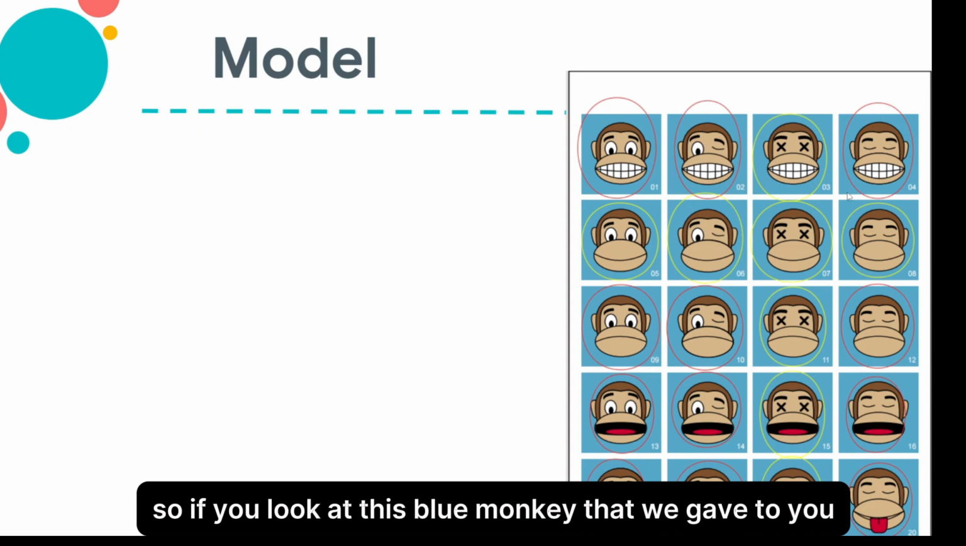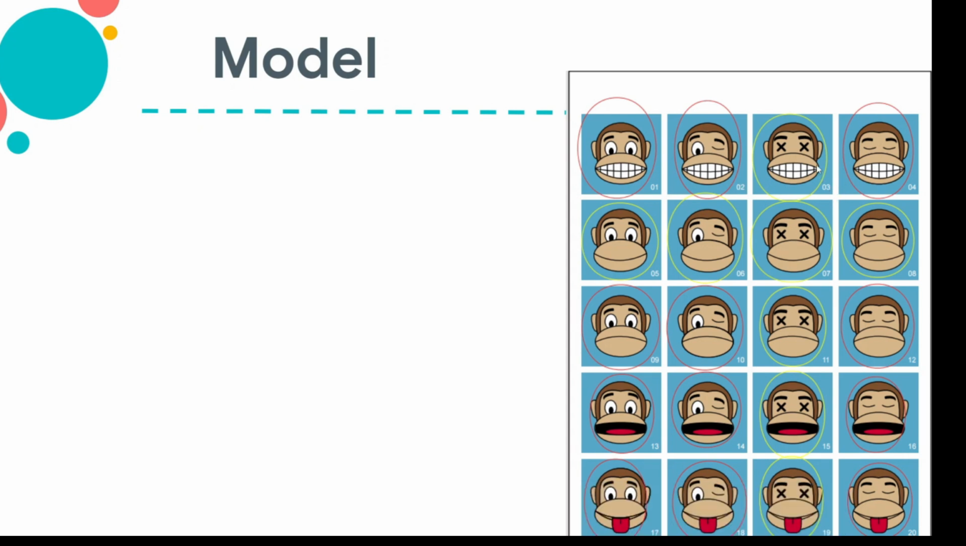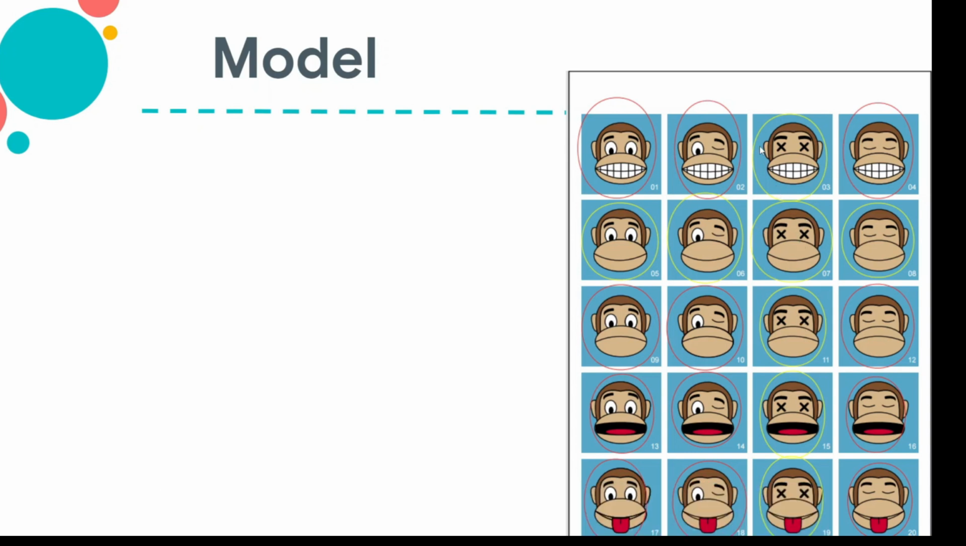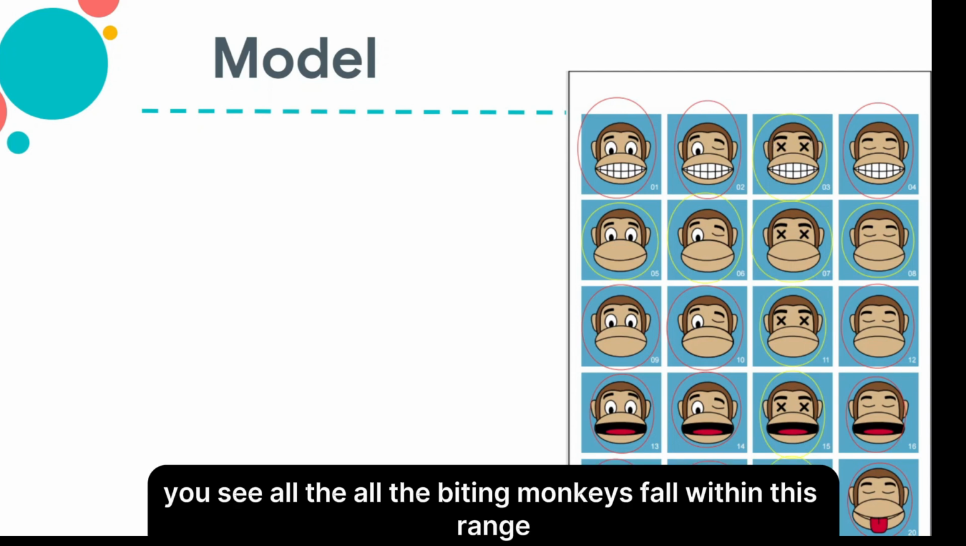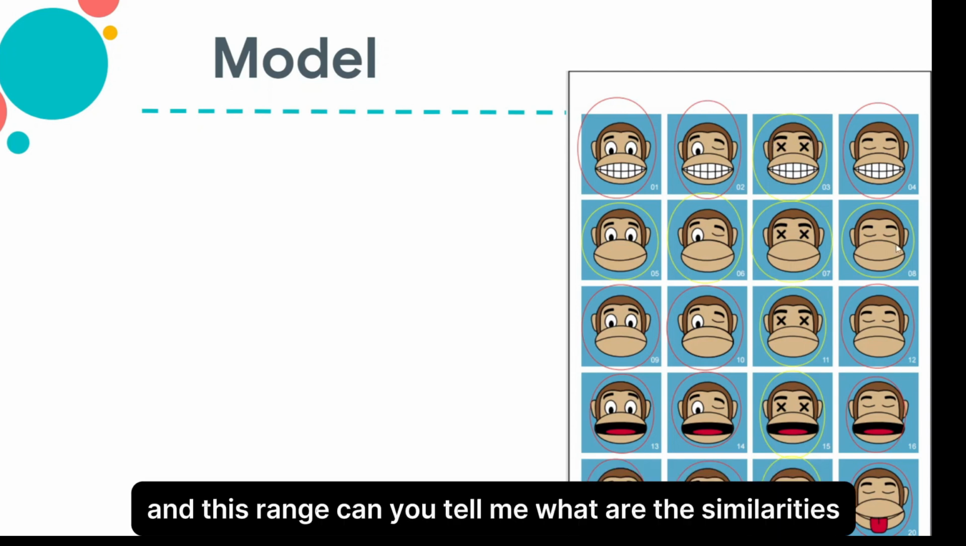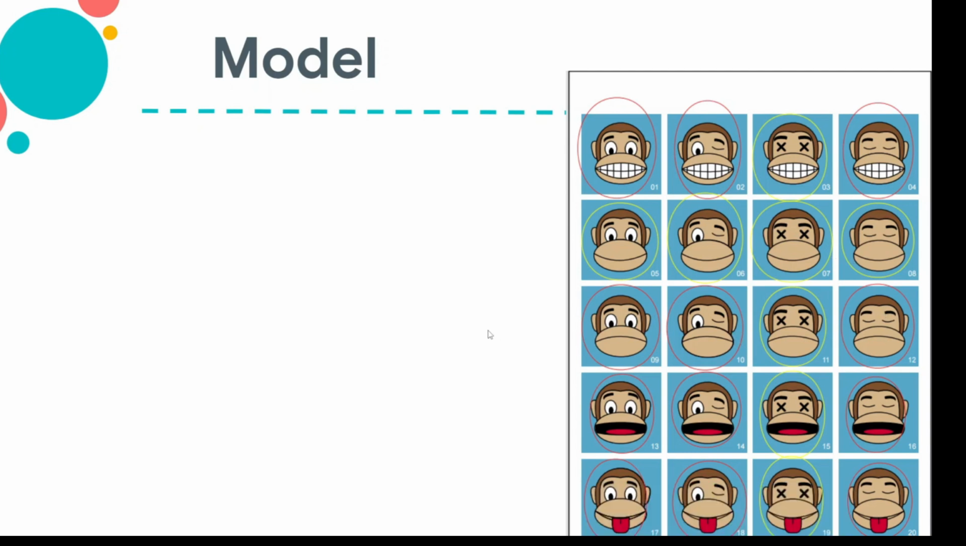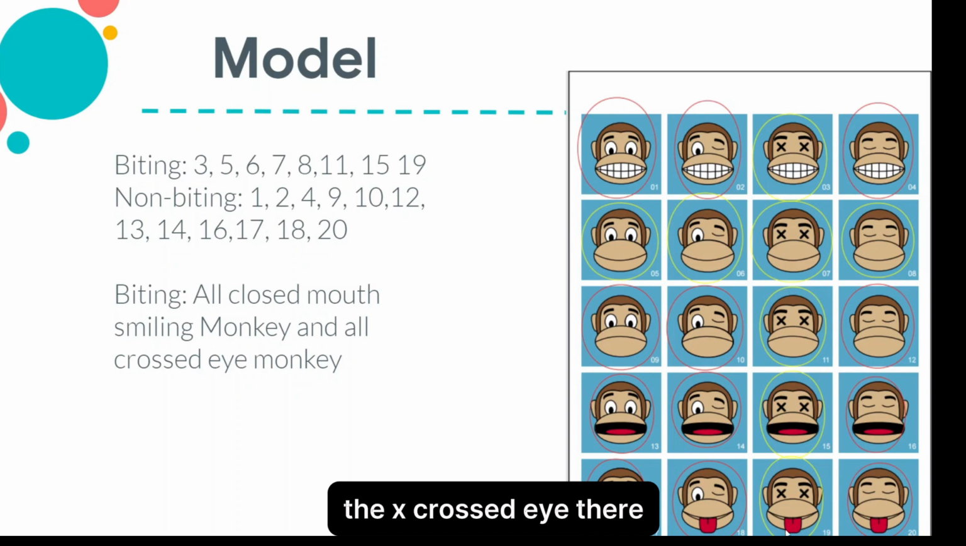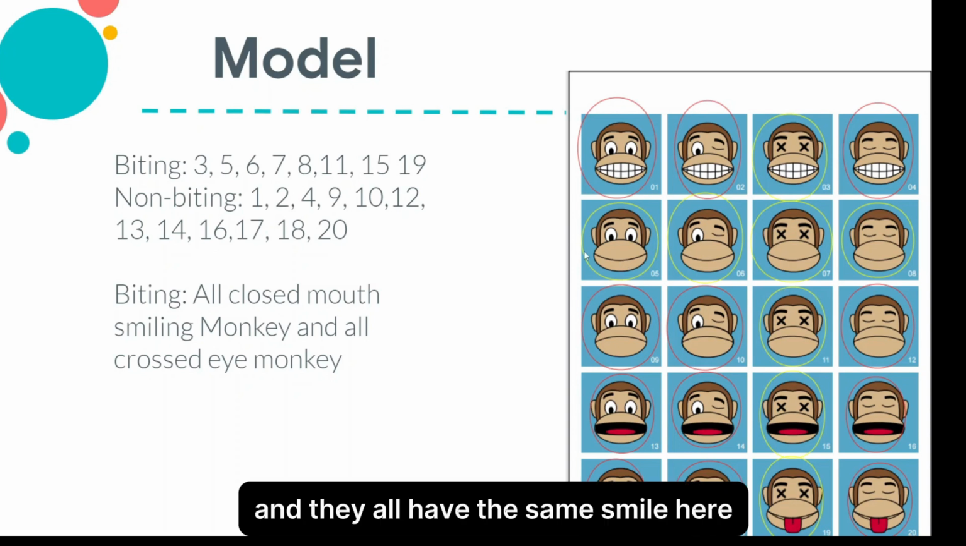If you look at this blue monkey that we gave to you, you will notice that all the biting monkeys are the ones highlighted in the yellow circle. You see all the biting monkeys fall within this range and this range. Can you tell me what the similarities are? If you see, all biting monkeys have the X, the cross-eyed look, and they all have the same smile here. So this is how we created our model.